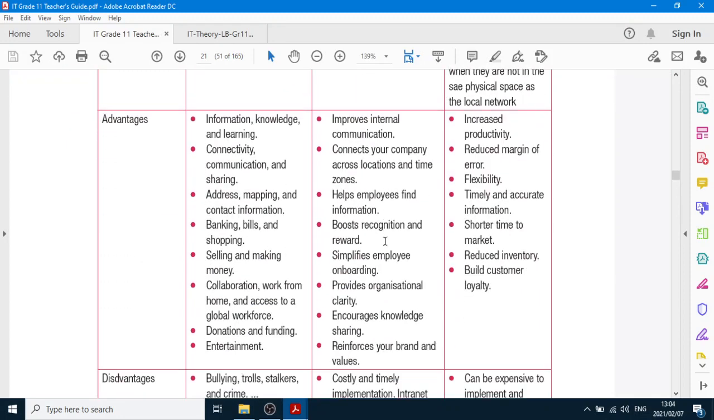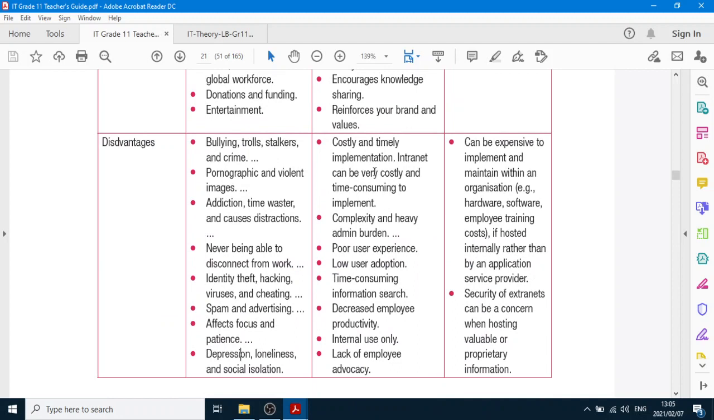And then for the intranet disadvantages: costly and timely implementation. Setting it up takes a long time. Complexity, heavy admin burden, poor user experience, low user adoption. People don't really want to use it. Time consuming information search, decreased employee productivity. These are all potential disadvantages. Okay. Internal use only, lack of employee advocacy.